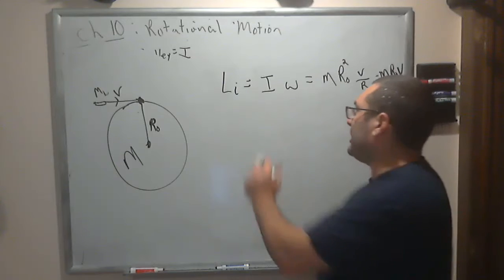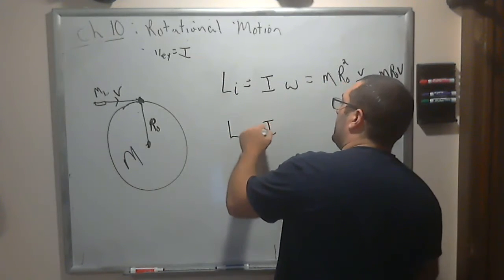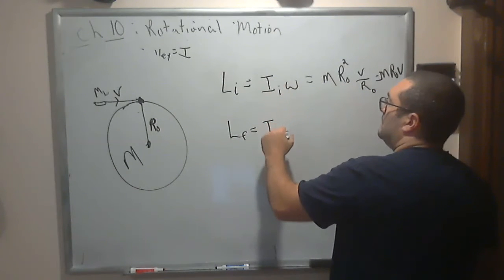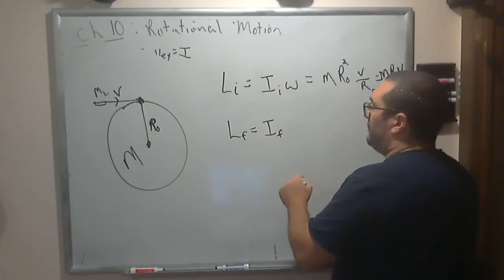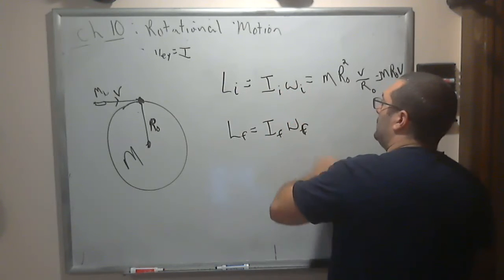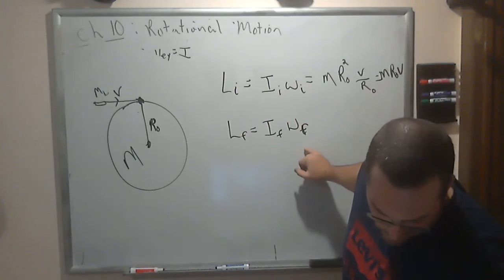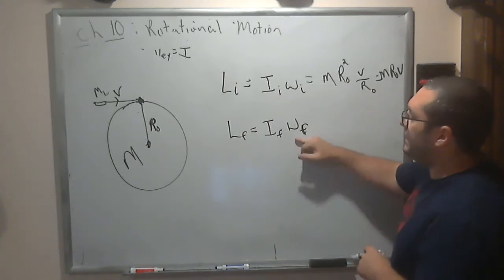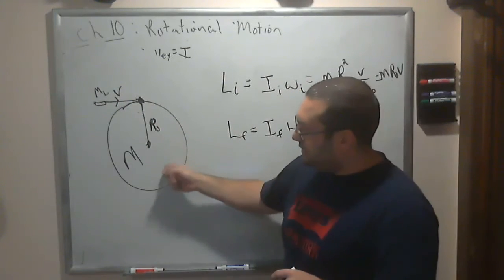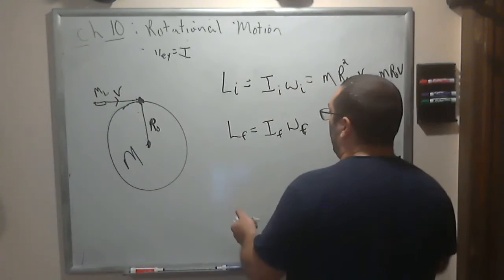Once it hits the target, it would just be, again, the final moment of inertia times the final angular velocity. And that's what we're looking at. What is the angular velocity of the cylinder after this, and the bullet embeds into the cylinder? So let's figure that out.